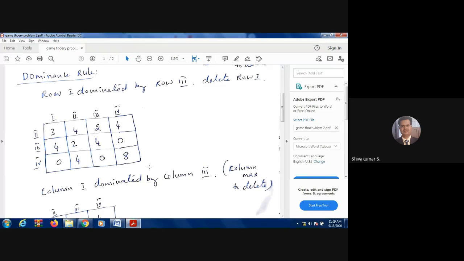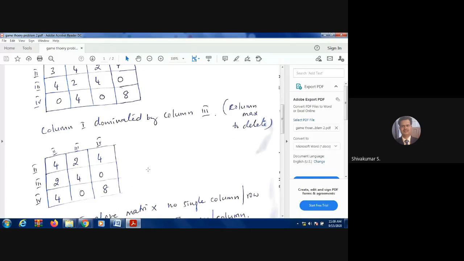Okay, now understood? Now you have reduced the matrix to 2, 3, 4. Now check once again, either row wise or column wise. Not necessarily row wise always, not necessarily column wise always. You can check anything. So for example, first row: 4 is greater than 2, so not possible. 2 greater than 4 is not possible. 2 less than 4, 4 greater than 0. So row wise, all of those are mismatching. You can't apply the dominance rule here for rows.